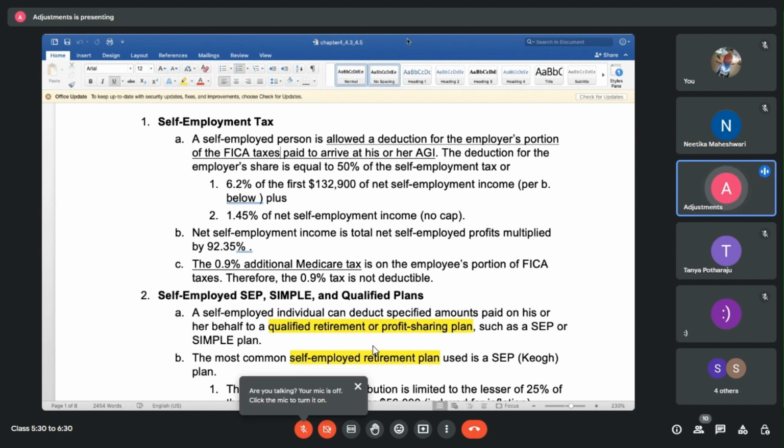I don't even have so high income. I make only like $30,000 a year. Why are you asking me to pay that? Then we need to tell them this is the self-employment tax. This is mandatory. In fact, self-employment tax does not even get reduced by foreign tax credit.